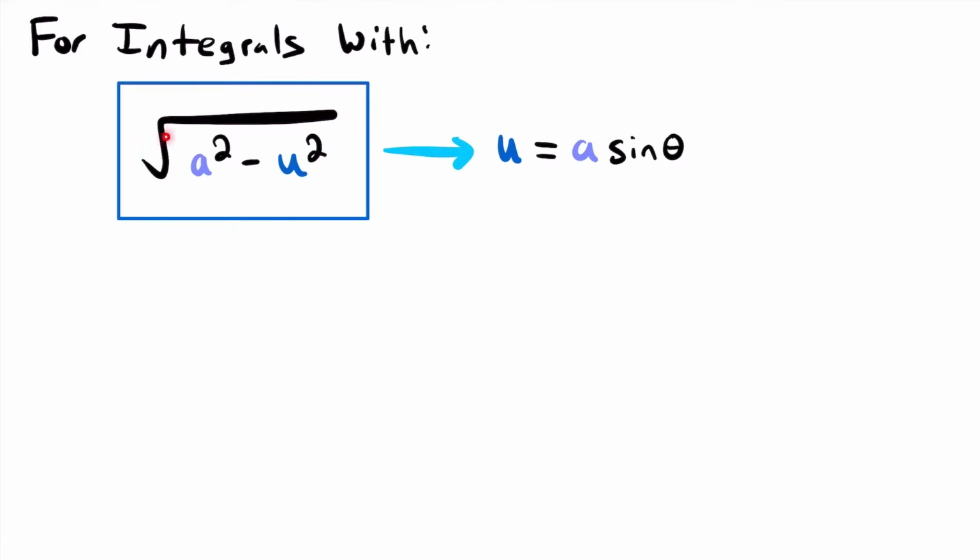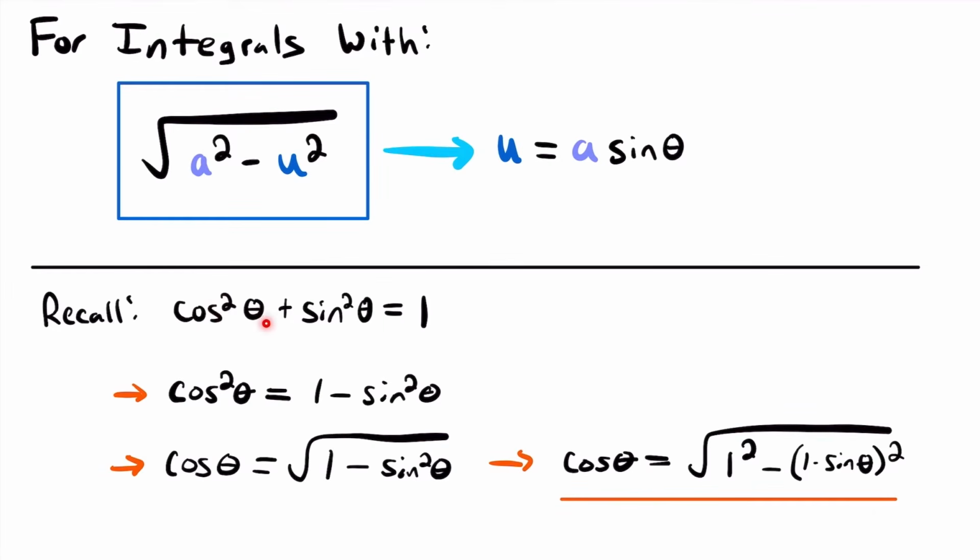Alright, and so the reason we choose the sine function as our trig function to substitute in for u for this form is because of the Pythagorean identity for sine and cosine. If you remember, cosine squared theta plus sine squared theta is equal to 1, and if we were to solve for cosine theta in that identity, we would first subtract sine squared theta from both sides of the equation. So here we have that, cosine squared theta is equal to 1 minus sine squared theta, and then if we solve for cosine theta by taking the square root of both sides of the equation, we'll get this right here. Cosine theta is equal to the square root of 1 minus sine squared theta.